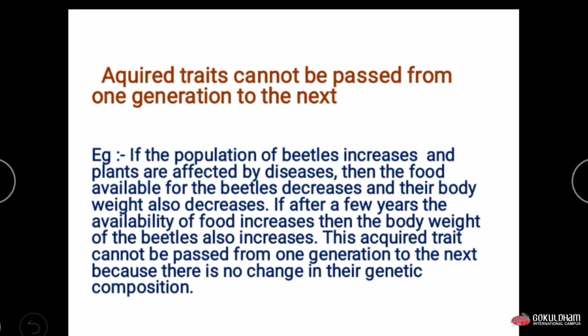It is because of the decrease in availability of food. When food is available, the body weight will also increase. But this decrease in weight is an acquired trait and will not be transferred from one generation to another generation.